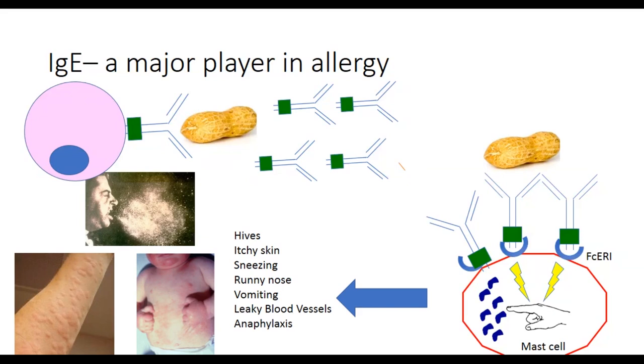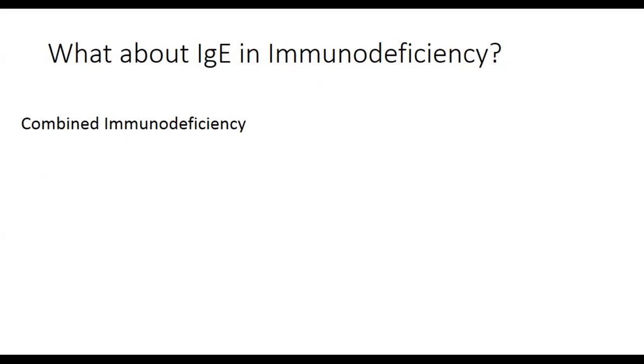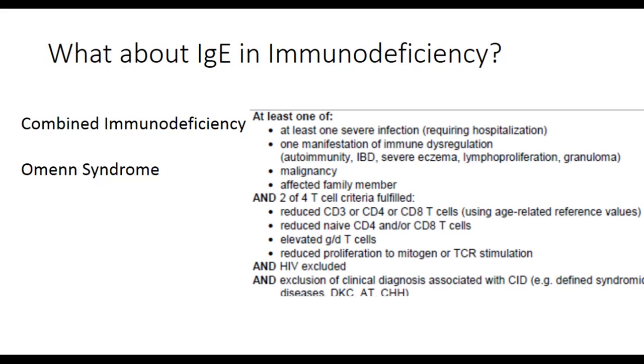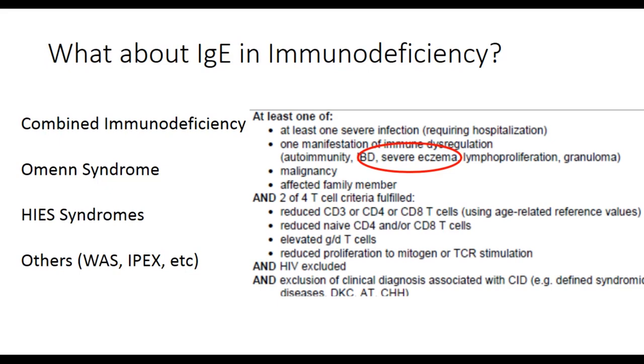Where does this come up? So I already mentioned that we see it in combined immunodeficiency, Omenn syndrome being a form of SCID that has a leaky phenotype where we're making some T cells that run amok and cause inflammation in the skin. And indeed, the definition of combined immunodeficiency includes severe eczema and has high IgE as part of it. There are also these so-called HIES syndromes, but again, we're getting away from that term. And then there are diseases that weren't classified typically, in the past, as HIES syndrome, but are known to have always been associated with high IgE.